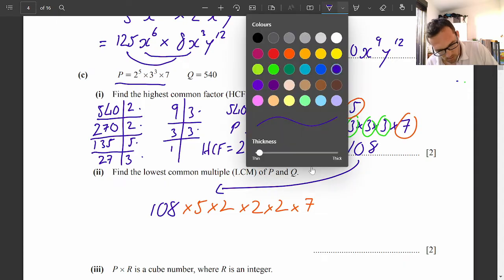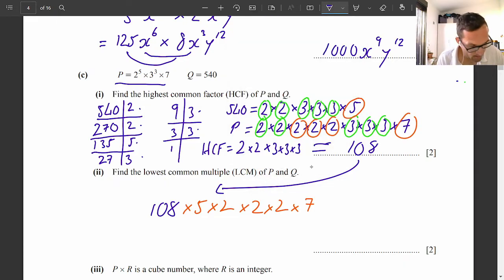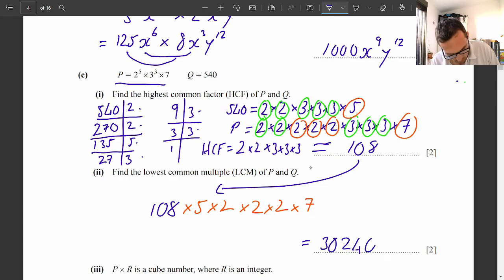We're going to use all of that and then hammer that into our calculator. So 108 times 5, and that gives us 30,240. Okay, which is correct.